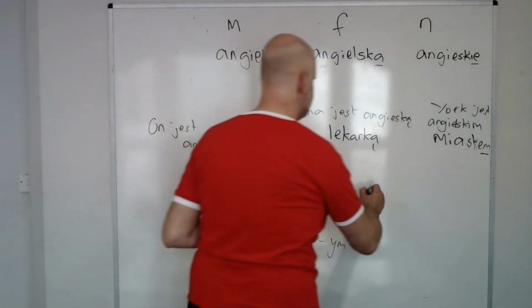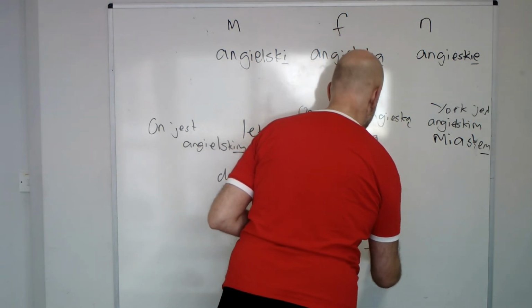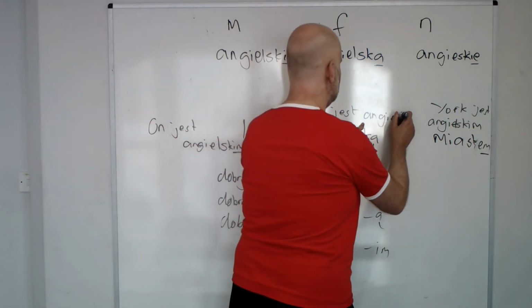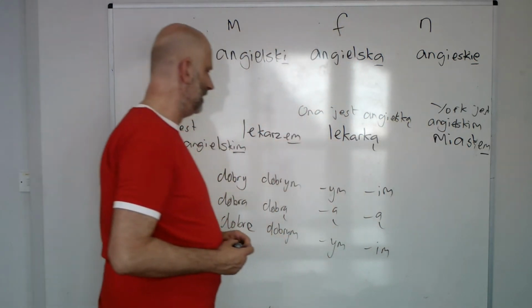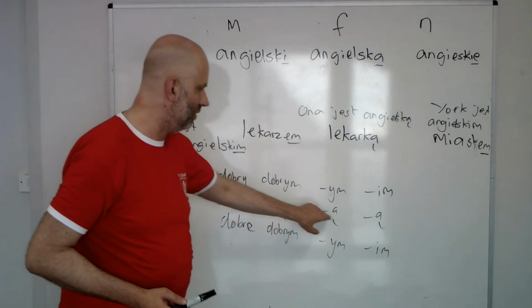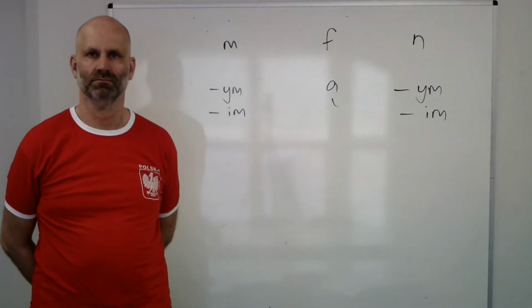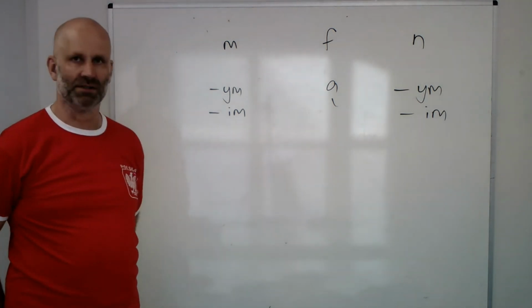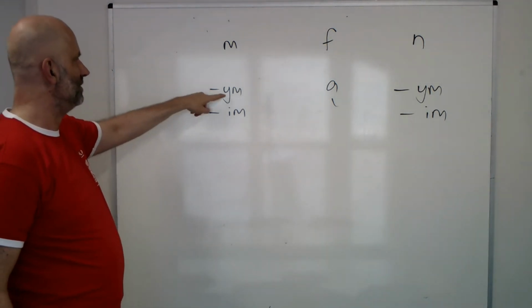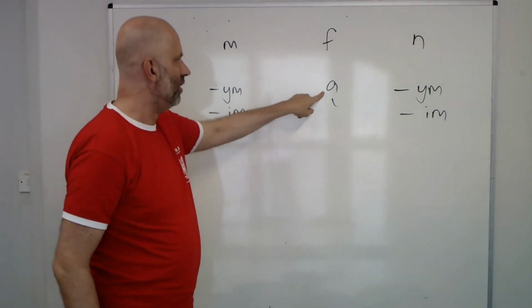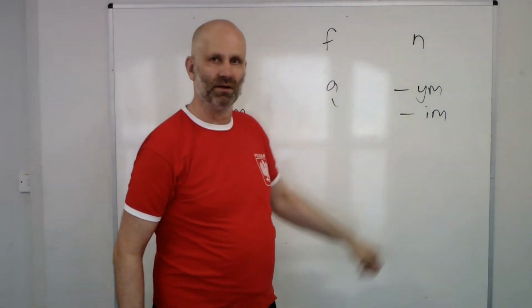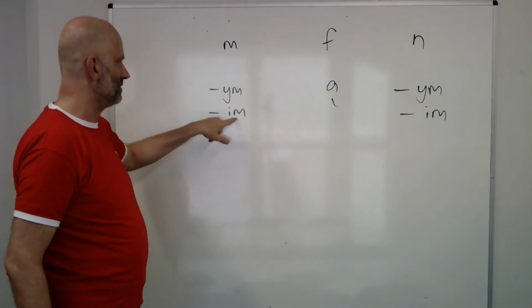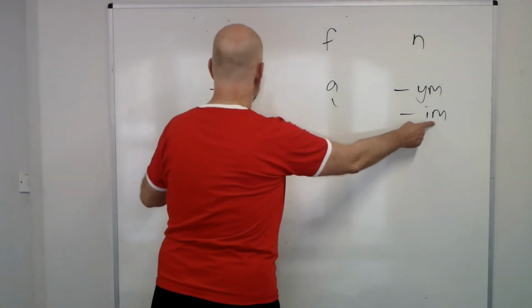So it's im, ą, and im. So we've got angielskim, angielską, and angielskim. So it's quite simple. The feminines don't change at all, -ą and -ą. So if we summarise the endings for singular forms of adjectives in the instrumental: for masculine it's going to be ym or im, feminine ą, and for the neuter ym or im. It depends what's at the end of the adjective; it might sometimes have to be this for the masculine and neuter.